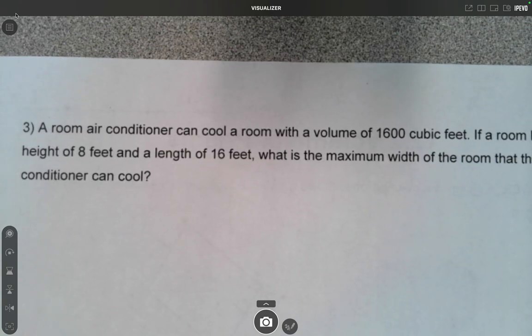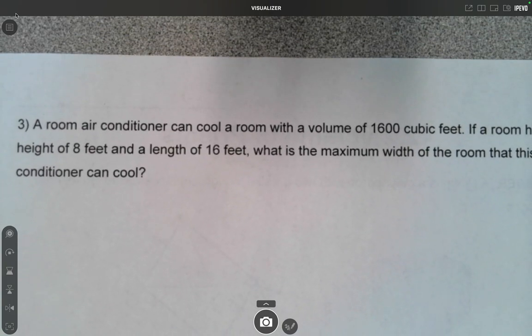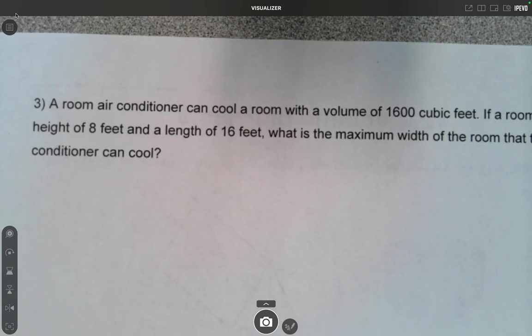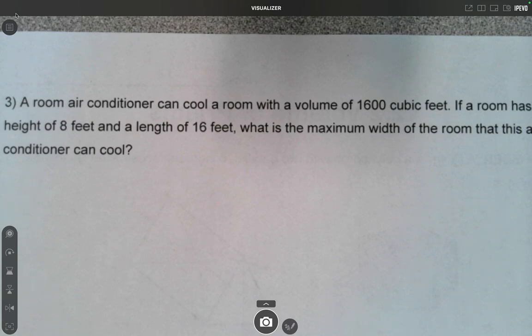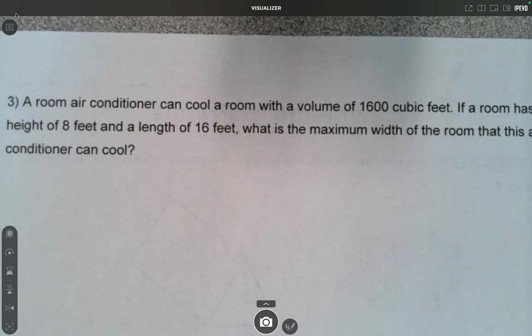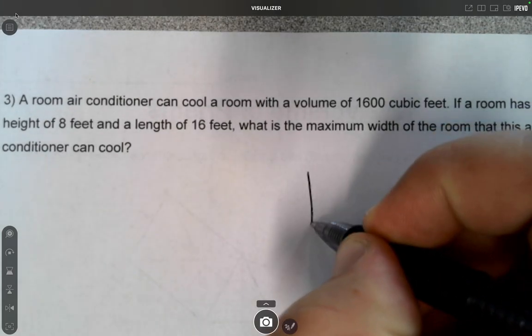Okay, a room air conditioner can cool a room with a volume of 1,600 cubic feet. If a room has a height of 8 feet and a length of 16 feet, what is the maximum width of the room that the air conditioner can cool? If you notice, this is a problem where they have not given us a picture. So I recommend you draw one.